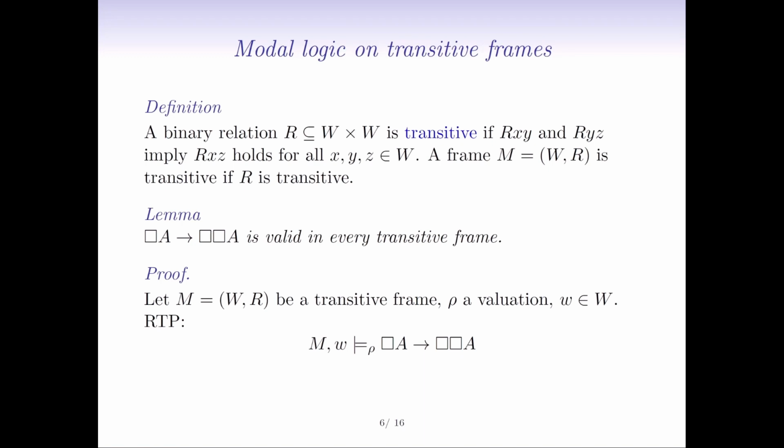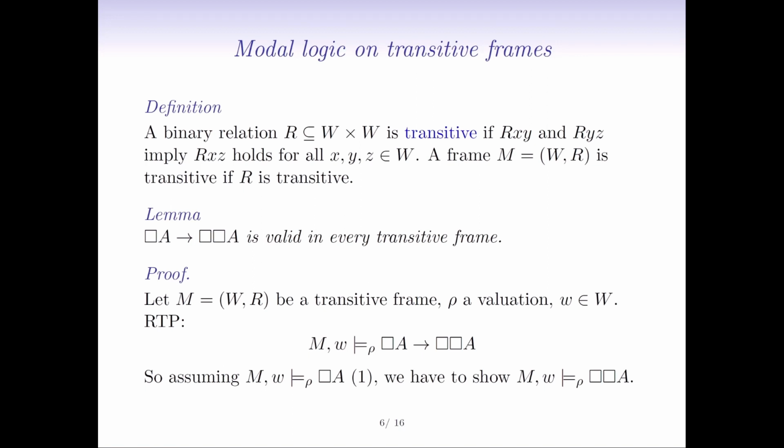And of course, for it to be valid in the frame means it has to be valid at all worlds in the frame and under all valuations. So we'll just pick some random valuation, we won't assume anything about that, and we'll pick an arbitrary world in the model, and we're supposed to show that at that world W, box A implies box box A is true. And of course, to show that an implication is true, we just assume the left-hand side and we have to show the right-hand side. So we're going to assume that box A is true at W, and I'm going to label that as assumption number 1. And then we have to show that the formula box box A must be true at W as well.